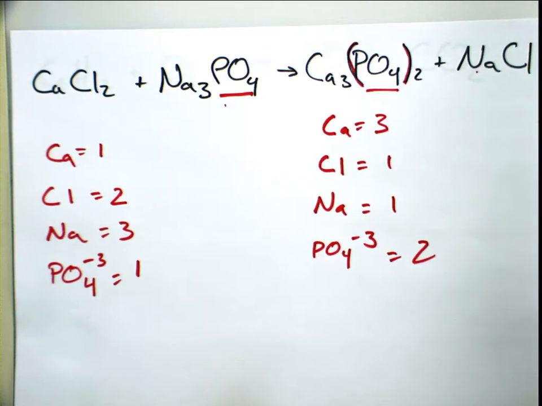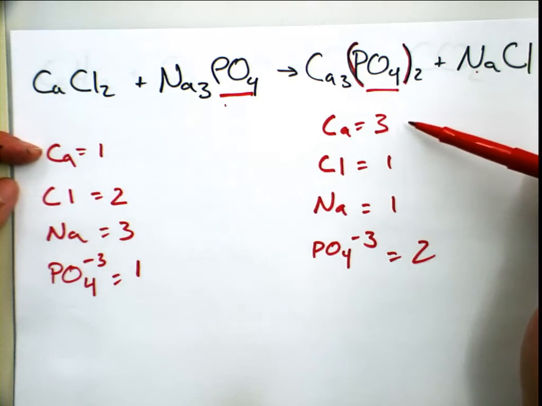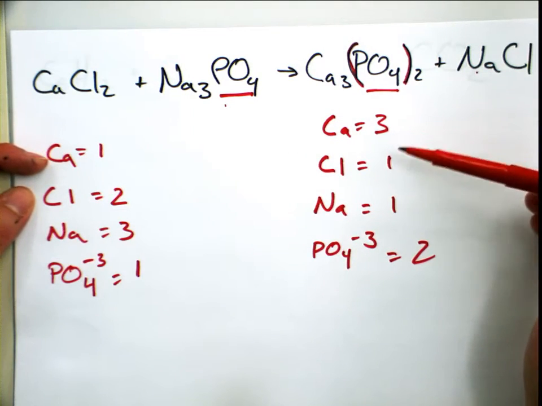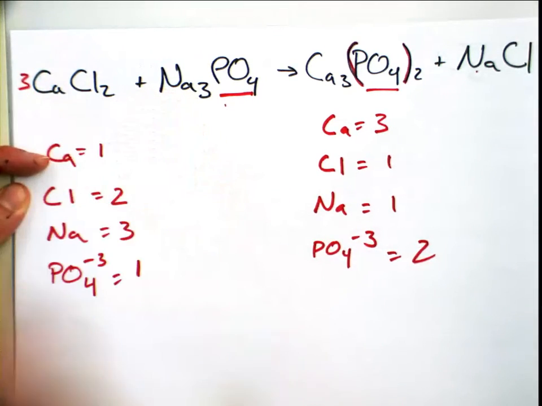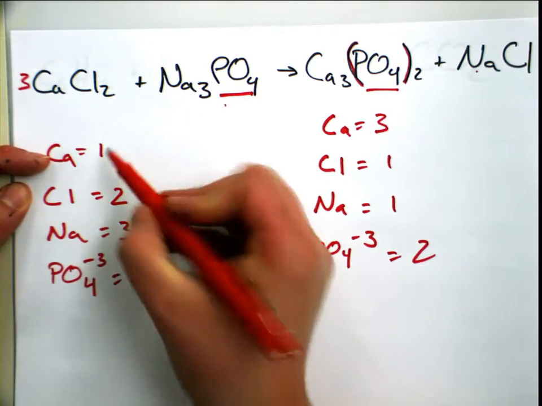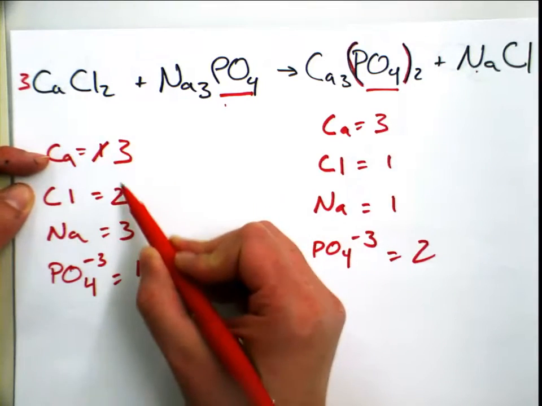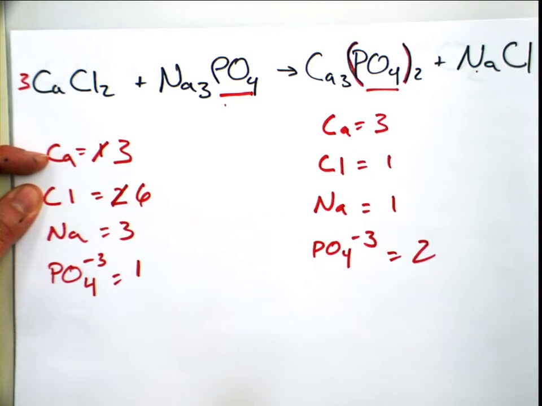Now let's see where we can increase our number of atoms or polyatomic ions. We could start by increasing calcium. We have 1 calcium on the reactant side and 3 on the product side. If we put a coefficient 3 in front of calcium chloride, that increases calcium to 3 and chlorine to 6.